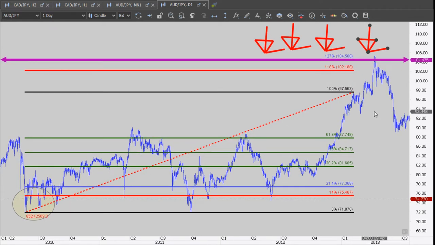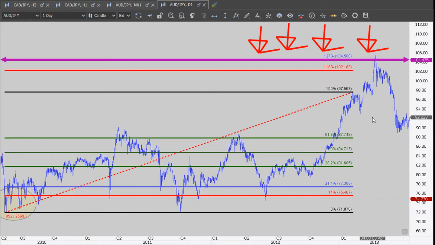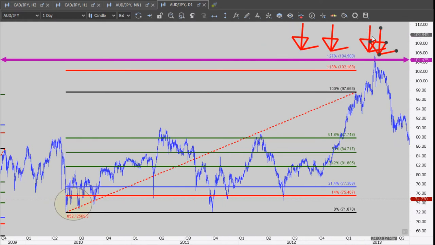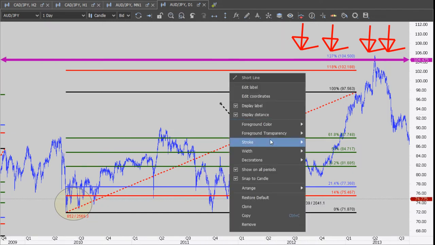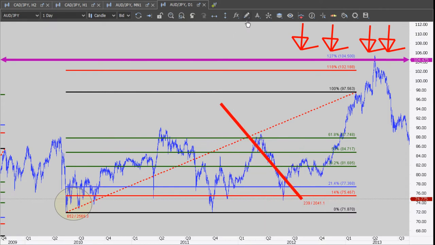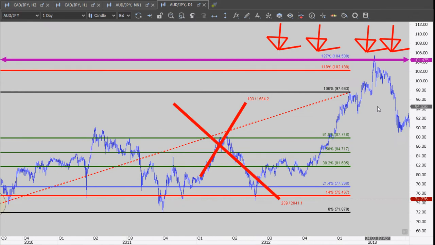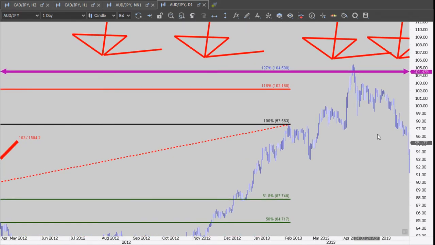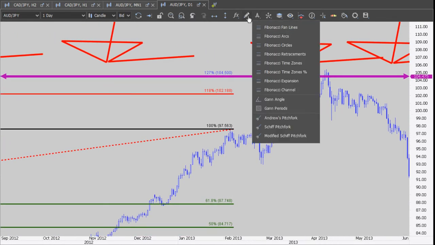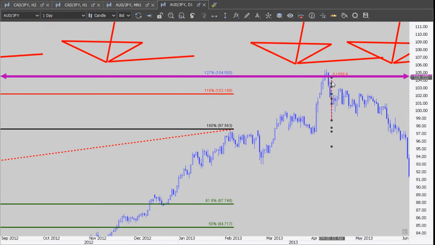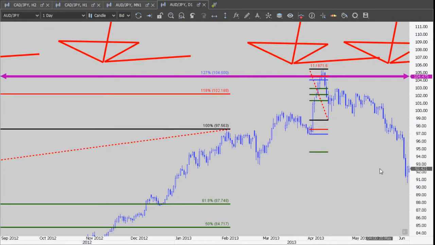You reverse your Fibonacci on the daily. When the market hits the upper band, you cancel your up Fibonacci on the daily chart and on the other charts. You cancel your Fibonacci on the daily chart and you start drawing a down Fibonacci. Time to shine. And you follow the sequence.